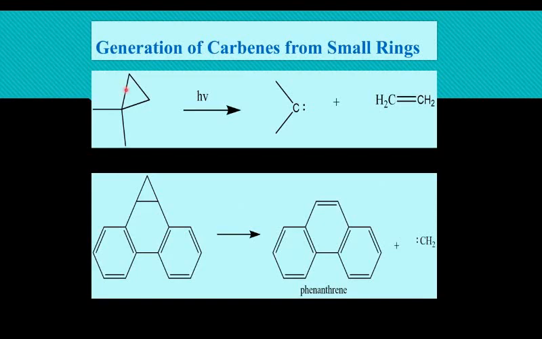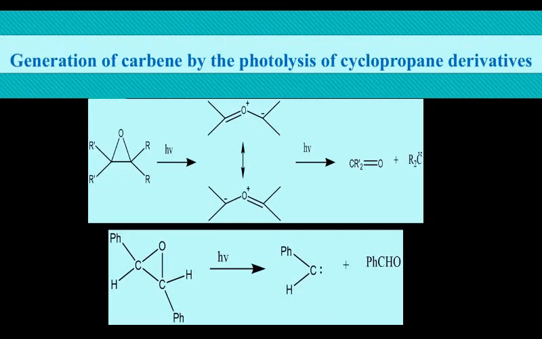Here are small strained rings like cyclopropane. When they are irradiated, an alkene is produced along with the carbene. Here this double bond will come in between these two carbons, and the second bond will come onto the carbon to produce carbene. Similarly here, this double bond will come onto the carbon to produce carbene, and this bond will form a double bond to produce phenanthrene.